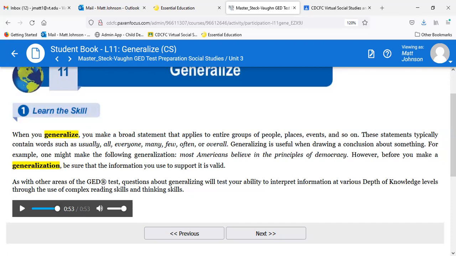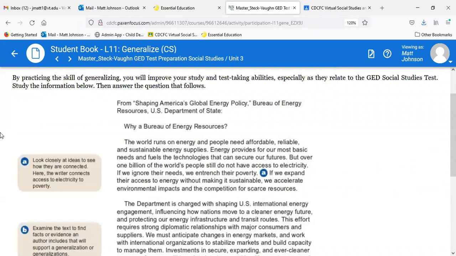Just like before, we look for those signal words: all, everyone, most, many, few, often, overall, generally speaking. When you hear those terms, you want to say, hey, let's pump the brakes here. Let's see if this actually follows through, if this generalization is accurate. All right, so we'll think about that as we go along here.